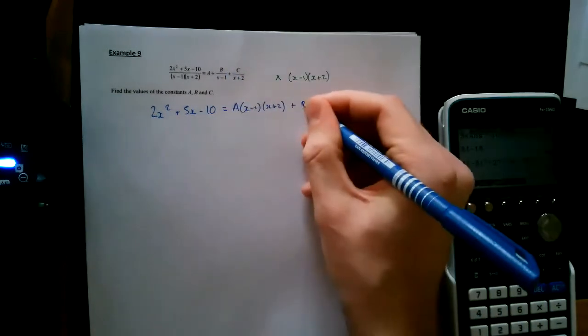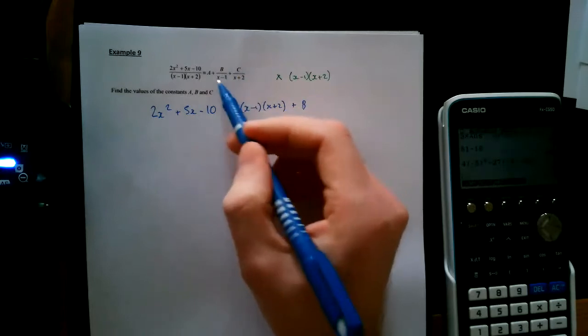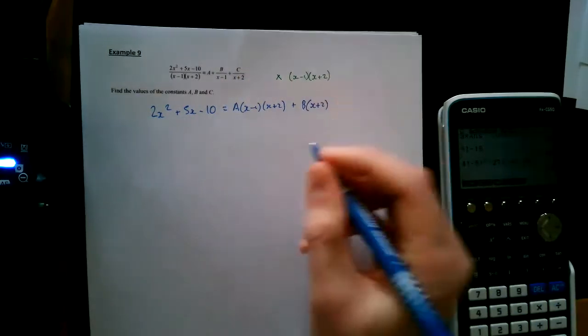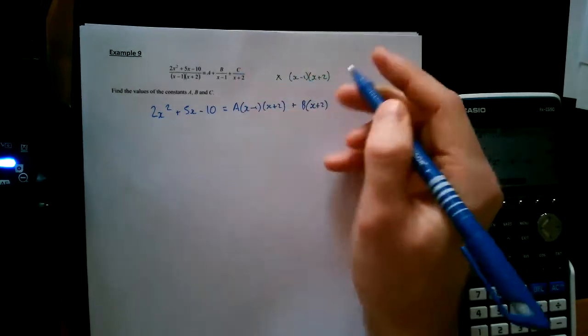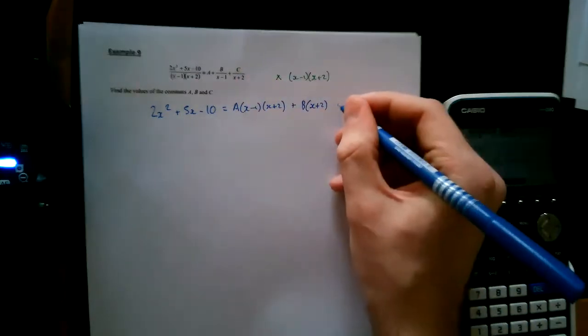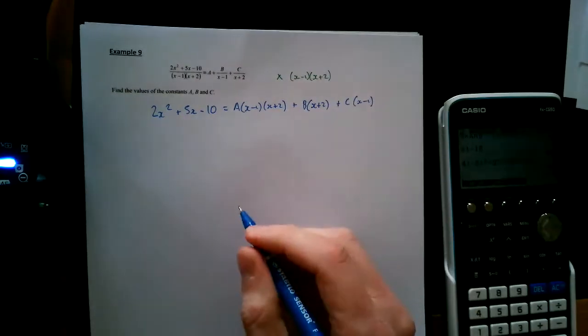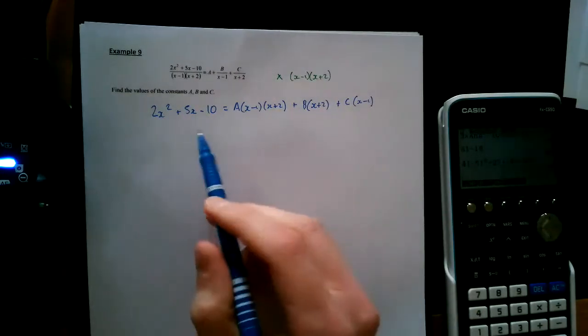B, when I times this by this, the x minus 1's cancel out, so it's left with x plus 2. And the C, when I times that by that, the x plus 2's cancel out, so I'm just left with the x minus 1. So same thing as before, choose clever values of x.